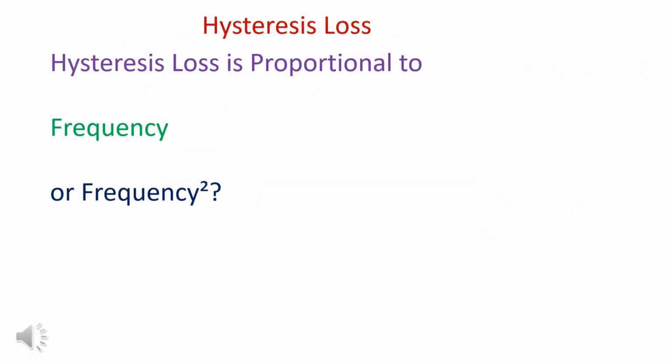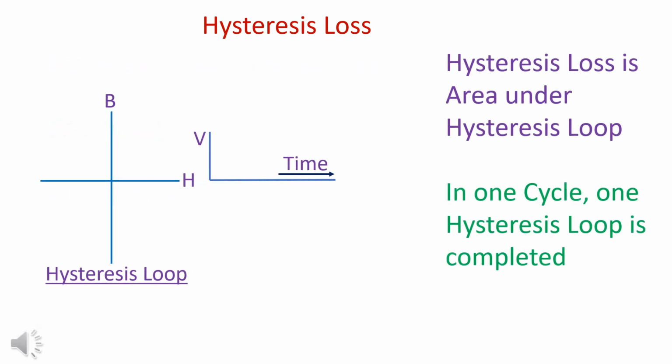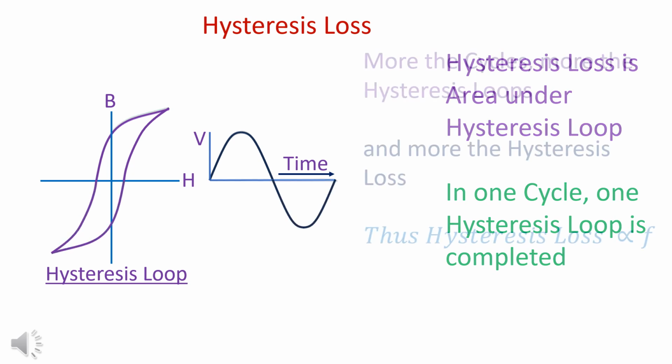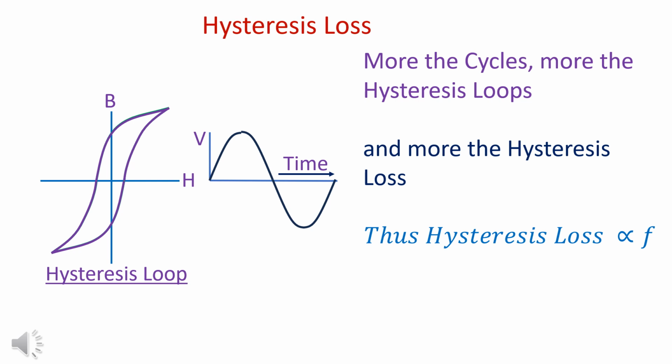Hysteresis loss is proportional to frequency or frequency square? Hysteresis loss is area under hysteresis loop. In one cycle, one loop is completed. More the frequency, more the loops. Thus, hysteresis loss is proportional to frequency.